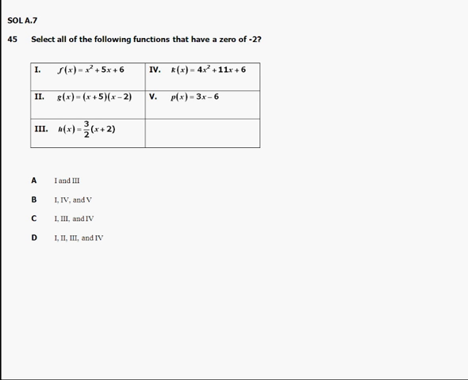All right, welcome to number 45. That's right, question 45. In this one, we're being asked to select all the following functions that have a 0 of -2. Now we've got our table here where we've got 5 different equations in there.